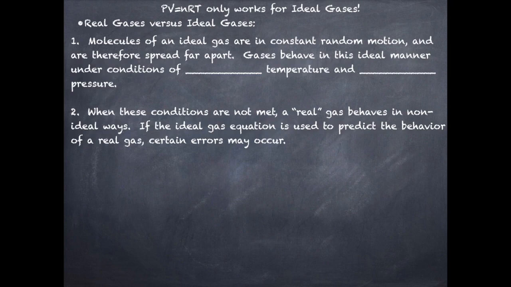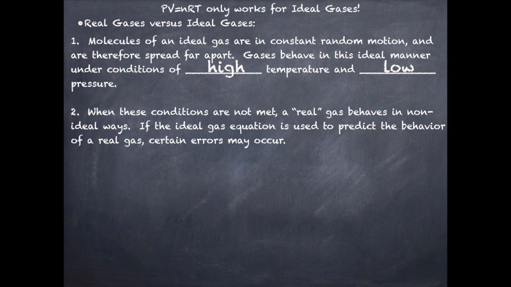Real gases versus ideal gases. Molecules of an ideal gas are going to be in constant random motion, and therefore they're going to be spread really far apart, meaning that they're not going to be super attracted to each other. So how can we minimize the attraction they would feel? Well, we want them moving as quickly as possible, meaning we want a high temperature, and we want them as far apart from one another as possible, which means low pressure. So if you have high temperature and low pressure, under those conditions, gases will act as ideally as is possible.